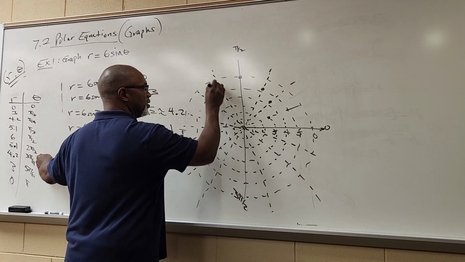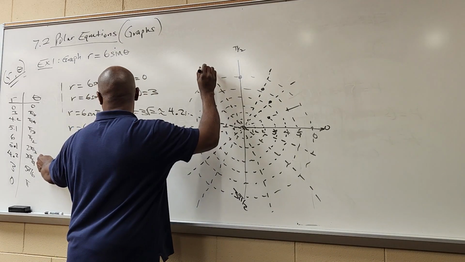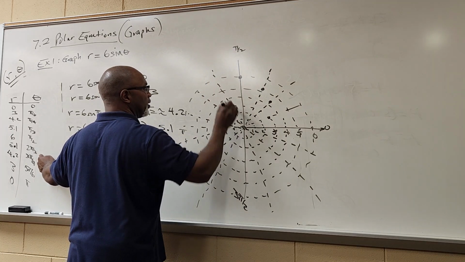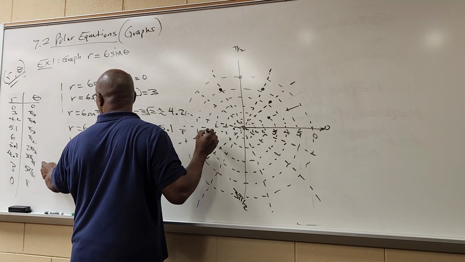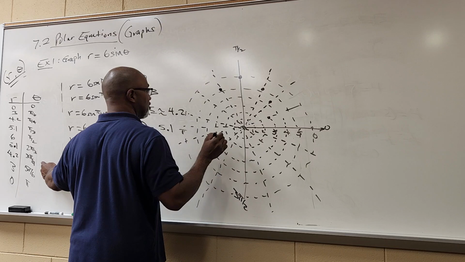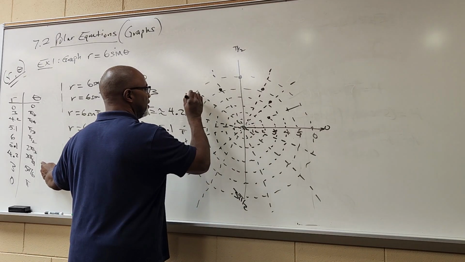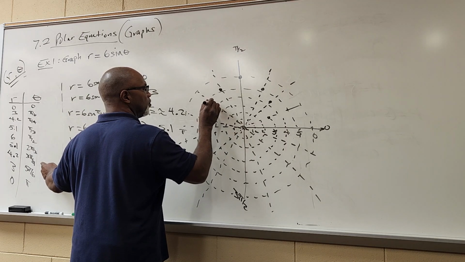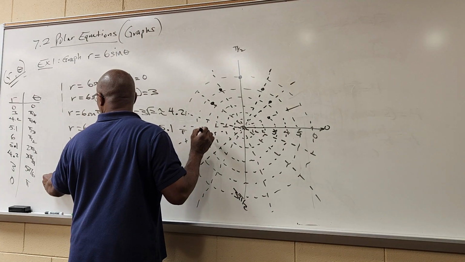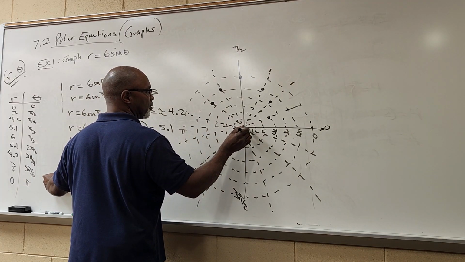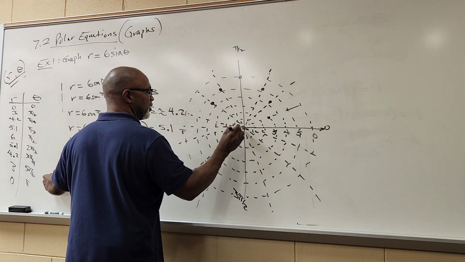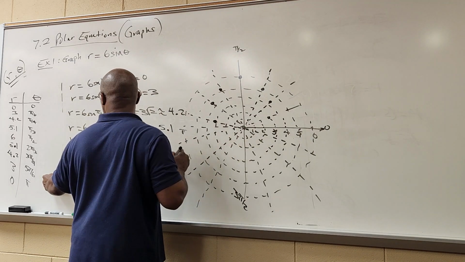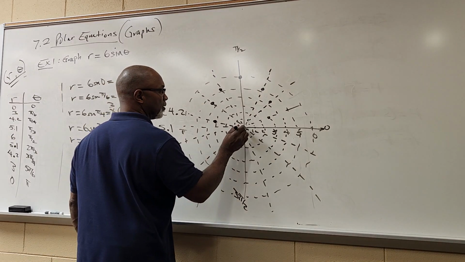2 pi over 3. Okay, I'm along this vector, theta equals 2 pi over 3. 5.1, so back here. 4.2, when theta is 3 pi over 4, I'm on this vector. 3 pi over 4, 4.2, so 1, 2, 3, 4.2. 3 comma 5 pi over 6, so 5 pi over 6 is this vector. 1, 2, 3. And 0 at pi, back here.